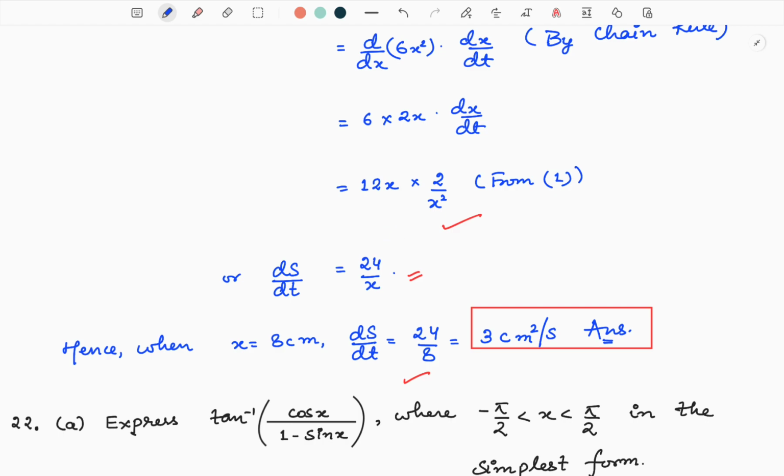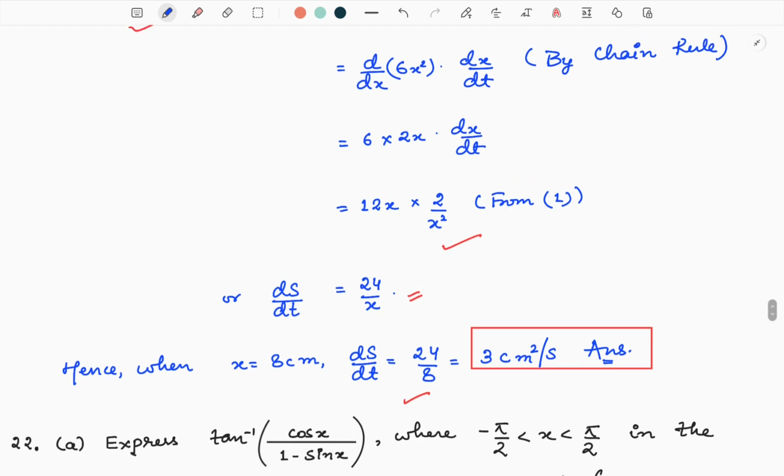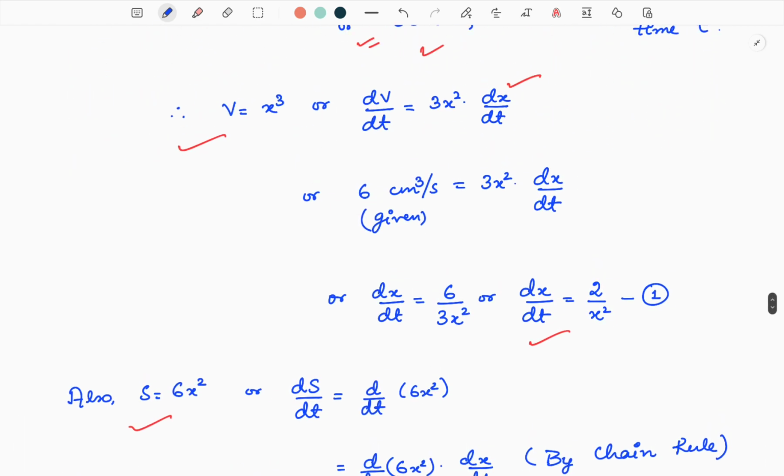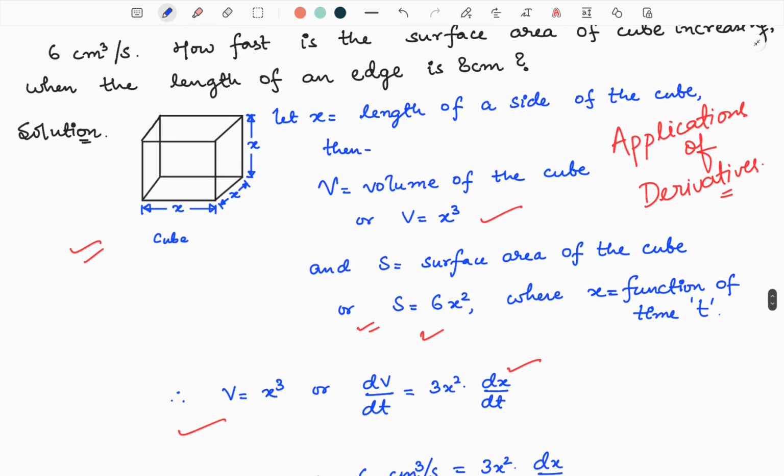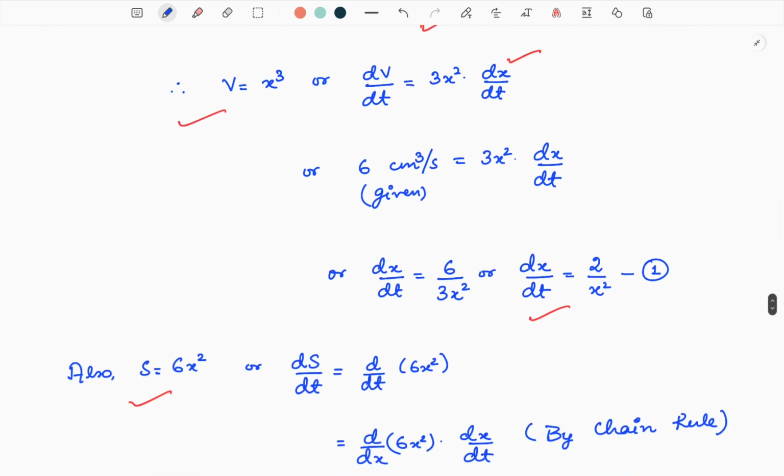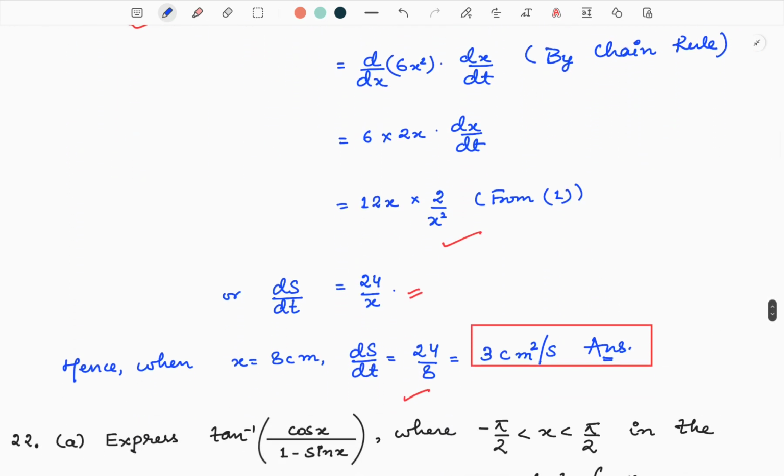So I think 2 marks should be divided as 0.5, 0.5, 0.5. So 0.5 for the correct answer, 0.5 for the dS/dt, 0.5 for the dV/dt, and 0.5 for dx/dt. So it's an average question. If you know the concept of application of derivative, you could have done this question very easily in the question paper, in the exams.